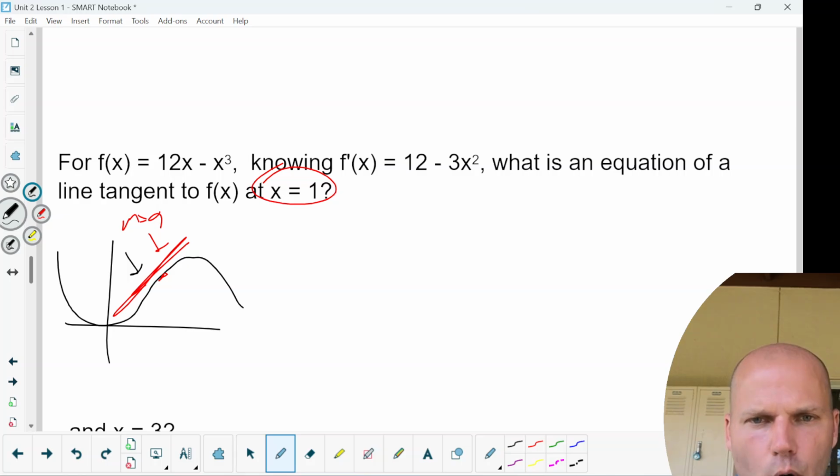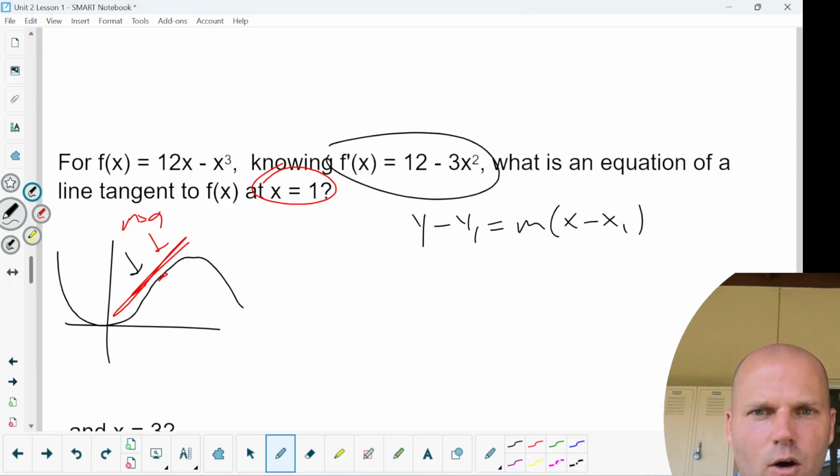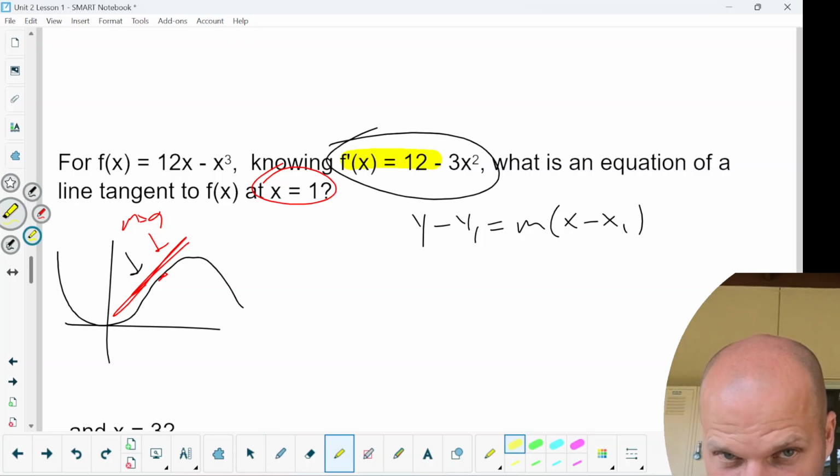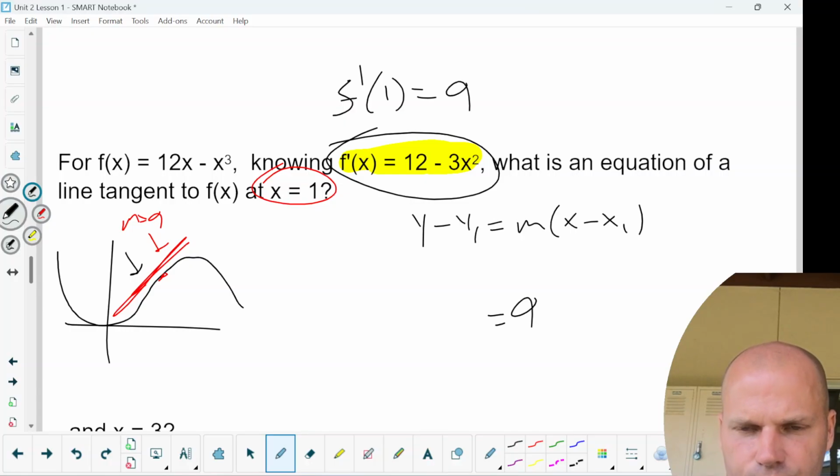All right, well, we need a point. And we need a slope. Now, let's confirm: what is the slope? The slope was 9. How did we get that? Well, we developed a slope equation. I gave you the slope equation. And we know that the slope of f at 1 was 9. Cool. So that's going to go right here.